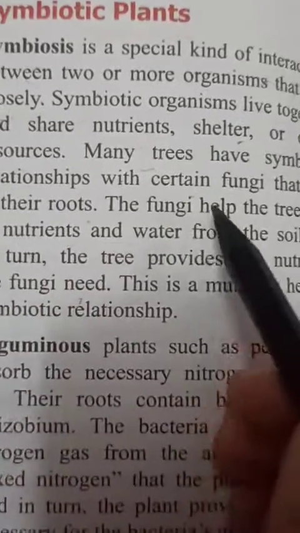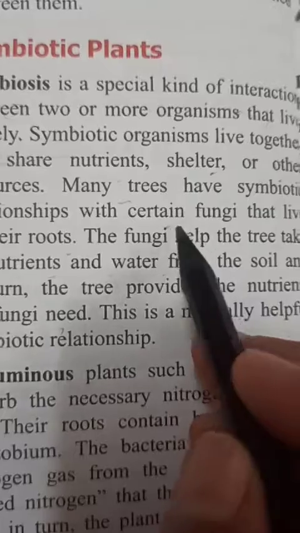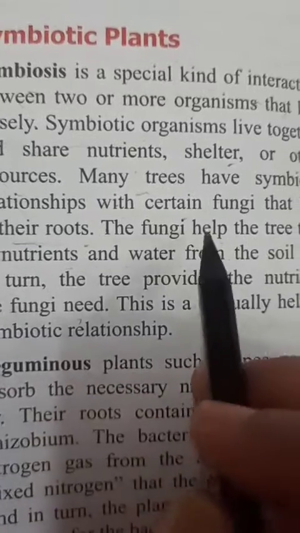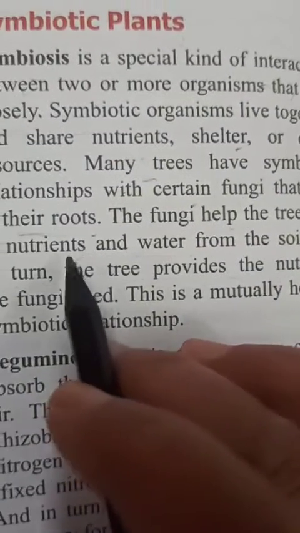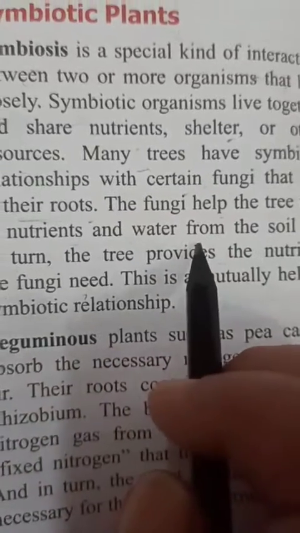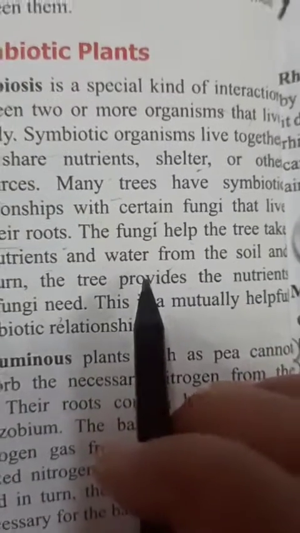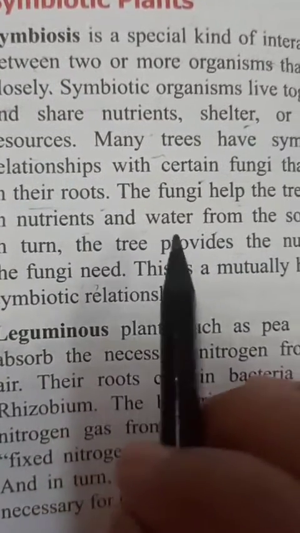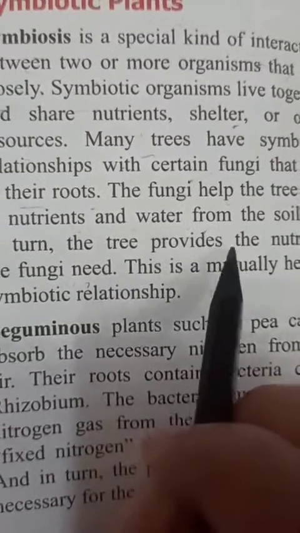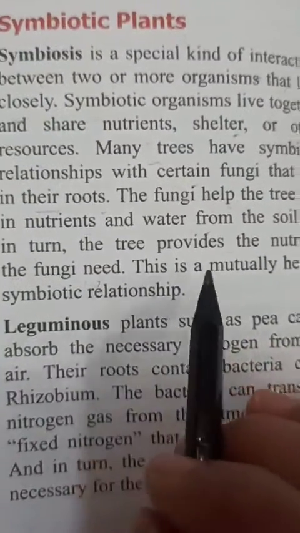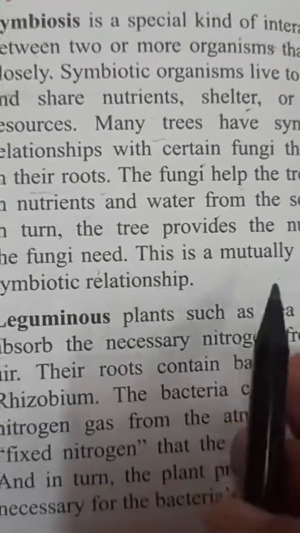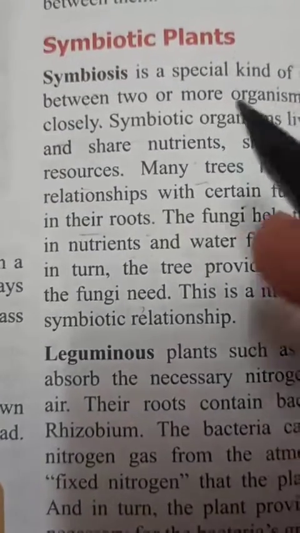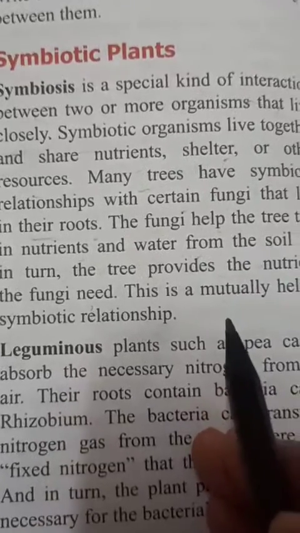Here they have given an example: some trees have fungus living in their roots, and the fungus helps the tree to draw the nutrients and water from the soil. In turn, what is the plant giving to them? The tree provides nutrients to the fungi and provides shelter, a place to live. So both are getting benefit by living with each other.